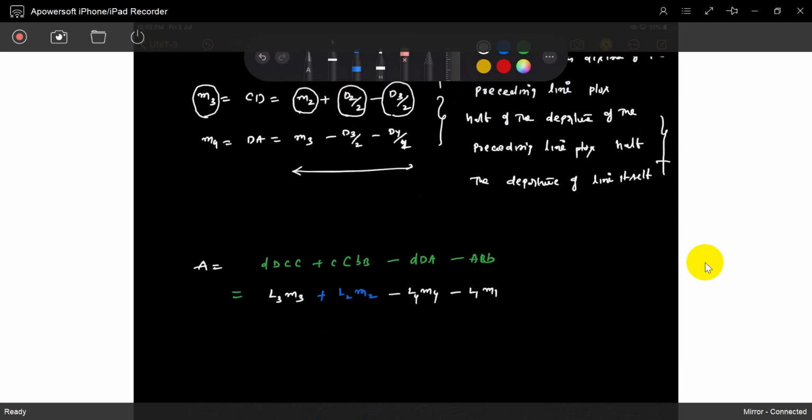So this is the total area. Understood? So we can write it as sigma of LM. Finally we can conclude that the area of any shape we can write as a sum of the longitude multiplied with the meridian distance of that line: L3 M3, L2 M2, L4 M4, L1 M1. So the summation of the meridian distance multiplied with longitude of those lines will give the area.